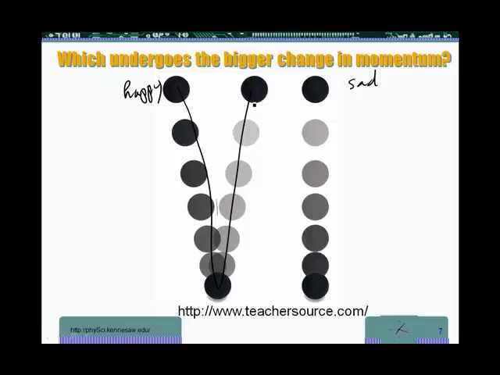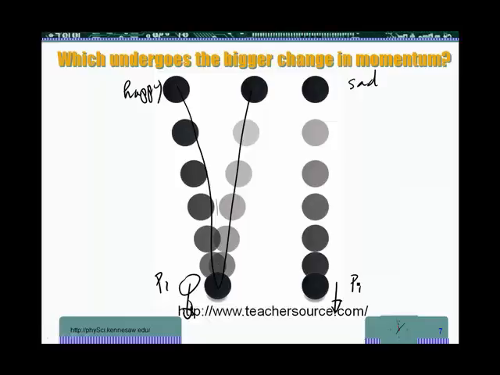Now, since we drop them from the same height, both of them are going to have the same velocity, and in this case they have the same mass, so they are going to have the same momentum just before hitting the ground. So their momentum before hitting the ground, if I call it P1 for this one, it's going to be P1 for this one. Note that I put the direction for both of them. Momentum is a vector, remember, so it's pointing down in both cases.